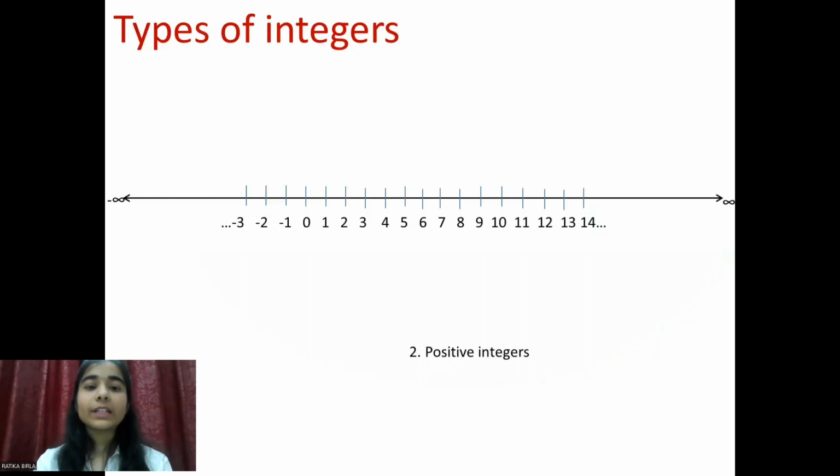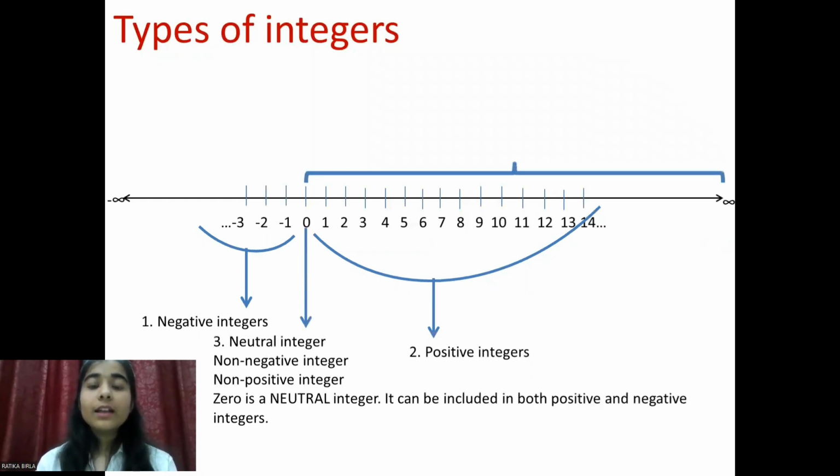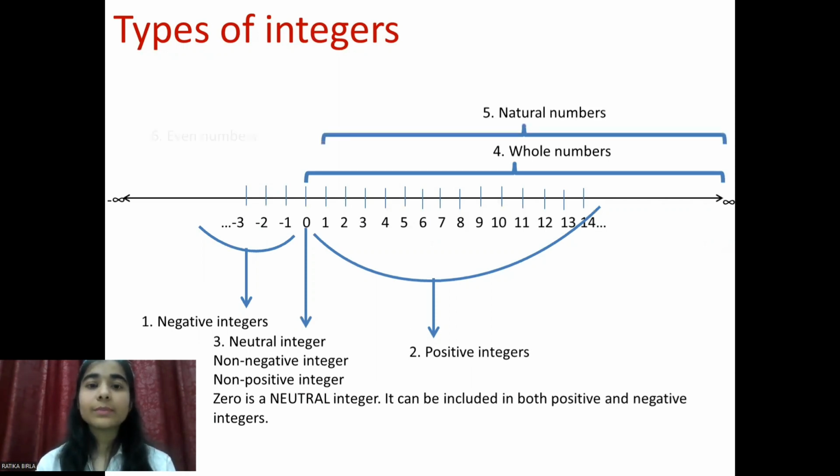Let's move to types of integers. This is a typical number line where I have represented lots of integers. Now from -1 up to -infinity, these are called negative integers. From +1 to +infinity, these are called positive integers. 0 is called a neutral integer. From 0 to +infinity, all the integers are called whole numbers. And from 1 to +infinity, all integers are called natural numbers.